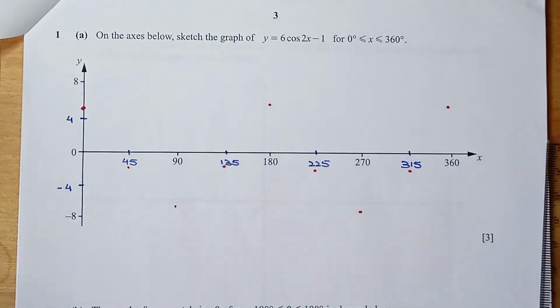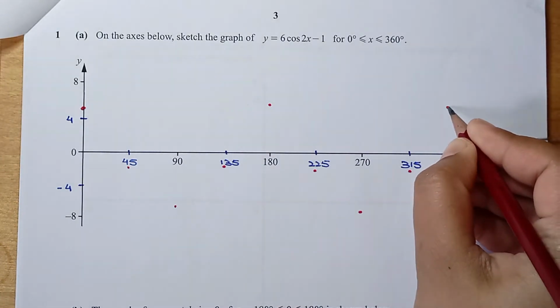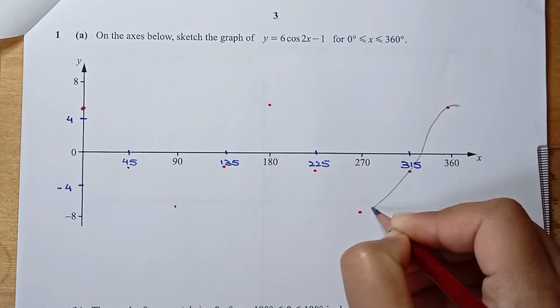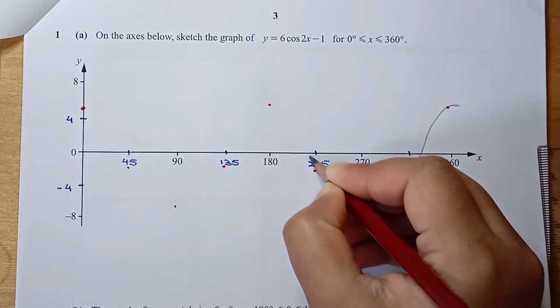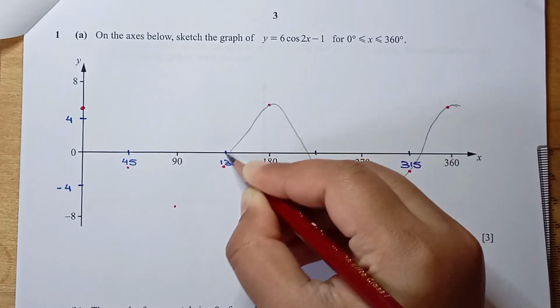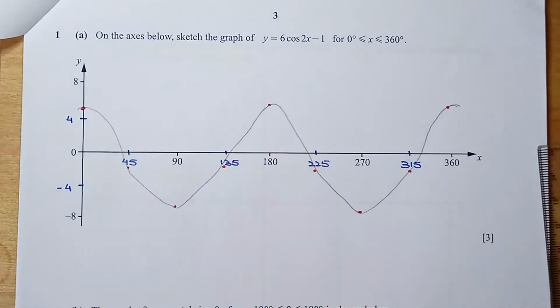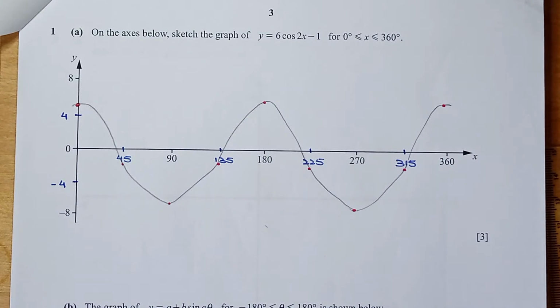Okay, now let me join all the points to get the smooth curve. And make sure your curve passes through each and every point. So this is a graph of that sinusoidal function. Yes, so that's the curve for the given sinusoidal function. Now this is the first method to graph this function. Let me show you a second method.